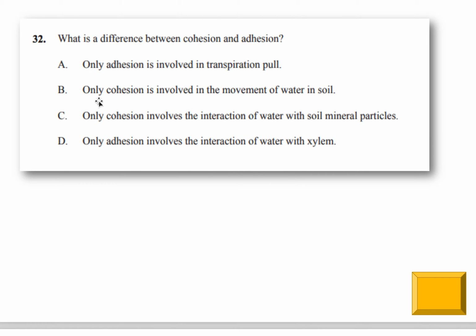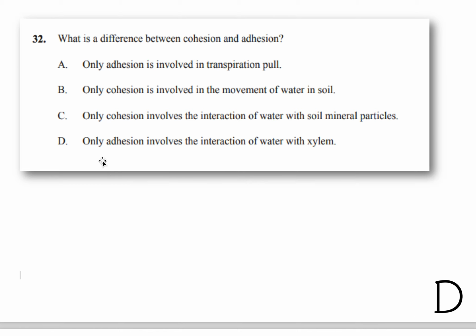Now they're saying only cohesion is involved in the movement of water in soil. Again, not true. It's cohesion and adhesion, because water needs to be attracted to the soil and move through the soil. If it wasn't attracted to the soil, it wouldn't be possible. Now C: only cohesion involves the interaction of water with soil mineral particles. No, that's adhesion. Remember, cohesion is the interaction of water with itself. Adhesion is the interaction of water with soil particles. So they use the wrong word here, so it's got to be D automatically.